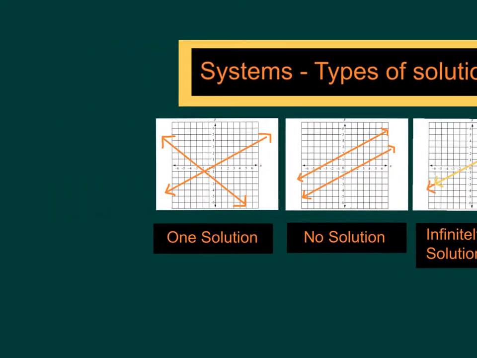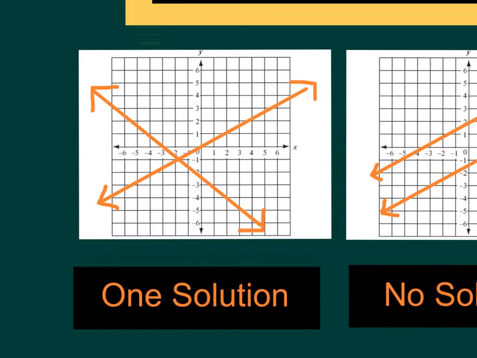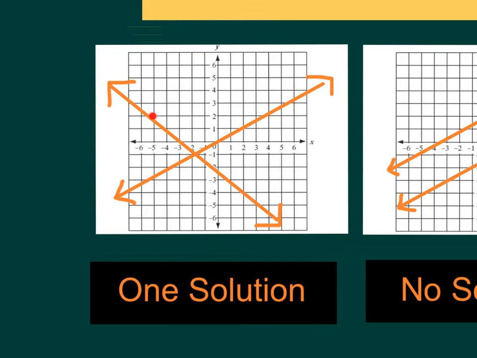First type of solution, systems that have one solution. And you can see these two separate lines graphed intersect at one point. And this one point is that one solution.